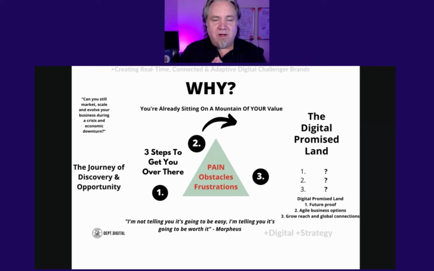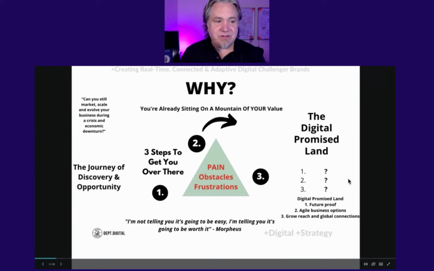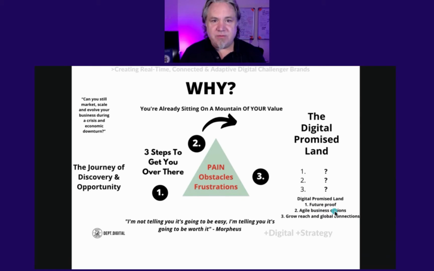Where we want to go, what I consider the digital promised land, is being able to future-proof your business, being able to create an agile business, right? One that has some options in what you're doing and how you're doing it, and then being able to grow your reach and global connections as well. So this is what I feel is important to what we call a digital promised land, making sure we have these capabilities: future-proof, agile business, and growing reach and global connections. It allows us those opportunities to say, hey, I don't have to sit in my small little business around the block and that sort of thing.